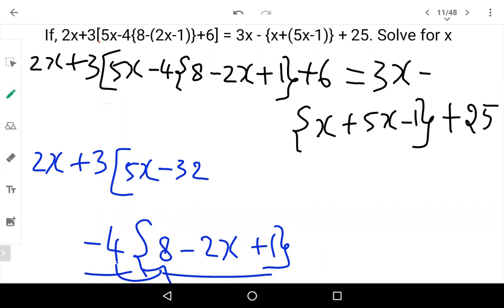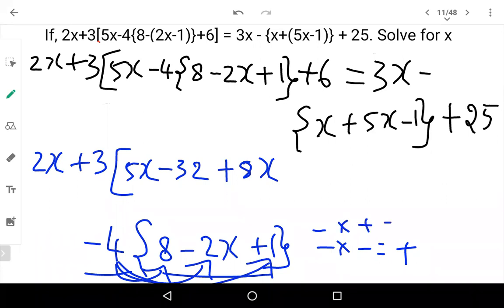Next, minus 4 into minus 2x. Minus into minus is plus. So plus, then 4 into 2x. 4 2s are 8. So plus 8x. Next, minus 4 into plus 1. So this is minus into plus, which is nothing but minus. So 4 ones are 4. You'll have minus 4. Now, since I have removed the flower brackets, after 1, you need not write flower bracket.